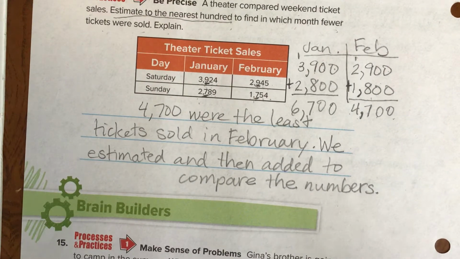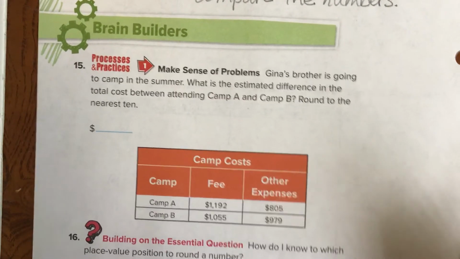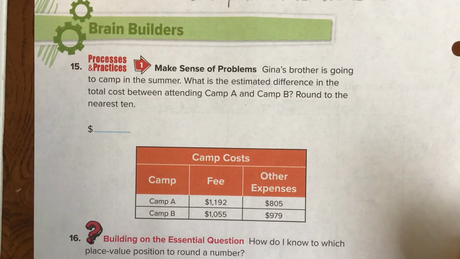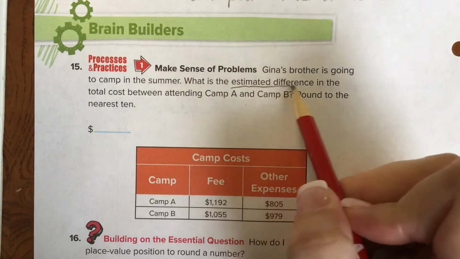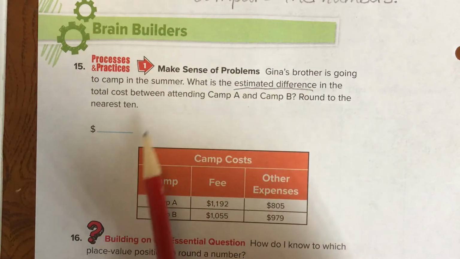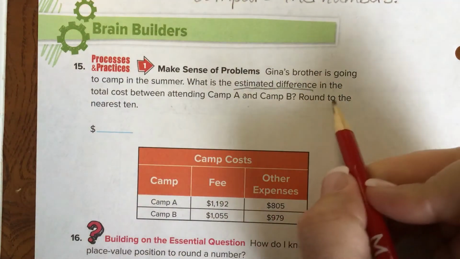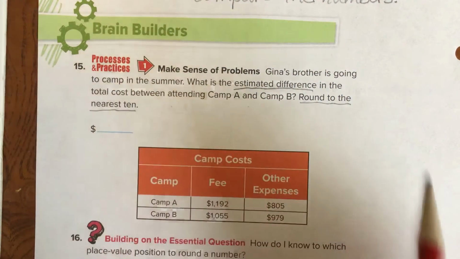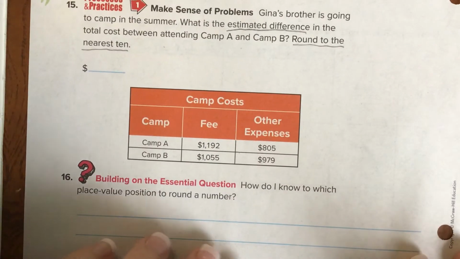Okay, so let's move on to the next one. That was definitely a multi-step problem we just finished there. So number 15, make sense of problems. Gina's brother is going to camp in the summer. What is the estimated difference in the total cost between attending Camp A and Camp B? Round to the nearest 10. So we're estimating the difference, which means anytime we have the word difference, we're subtracting. We're estimating the difference in the cost, and we're going to round to the nearest 10. So it gave us direction in what we're rounding to. So let's look at these numbers here that we've got to compare.